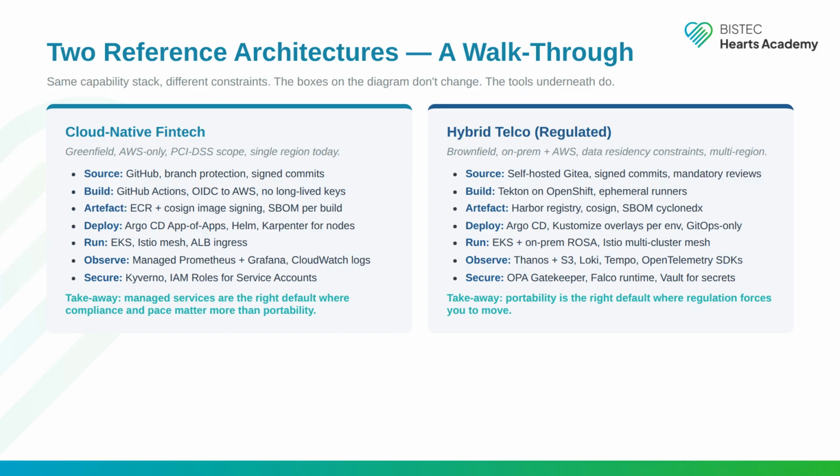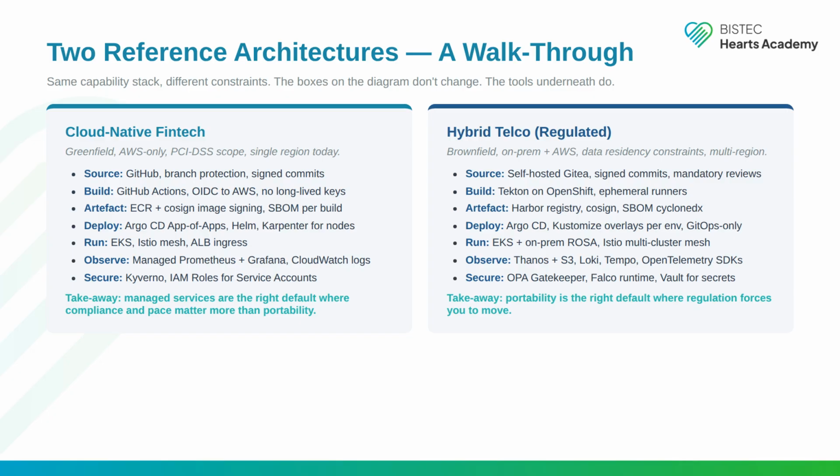The takeaway. Architecture A, managed services are the right default where compliance and pace matter more than portability. Architecture B, portability is the right default where regulation forces you to move. The boxes on the capability stack do not change. The constraints pick the tools.